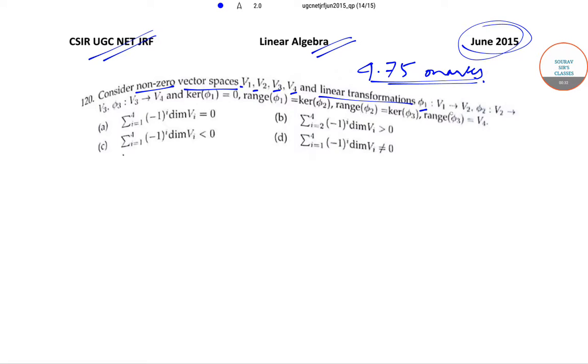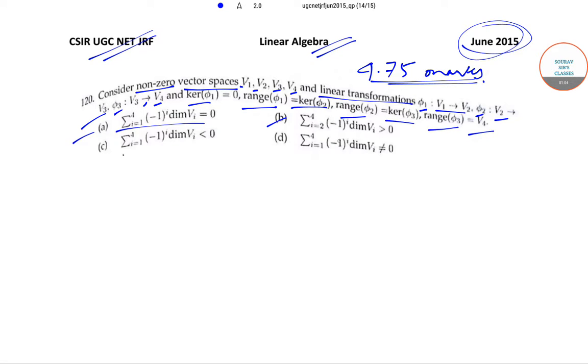phi1 which goes from v1 to v2, and the linear transformation phi2 which goes from v2 to v3, and the linear transformation phi3 which goes from v3 to v4, and if kernel of phi1 is equal to 0, range of phi1 is equal to kernel of phi2, and range of phi2 is equal to kernel of phi3, and range of phi3 is equal to v4, then option A, summation I goes from 1 to 4 of minus 1 to the power I dimension of vi is equal to 0.